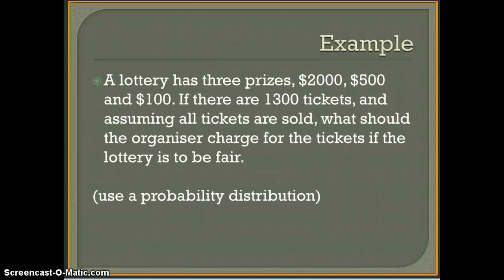That makes sense. A lottery has 3 prizes, 2,000, 500 and 100. If there are 1,300 tickets, and assuming all tickets are sold, what should the organiser charge for the tickets if the lottery is to be fair? So do that now.